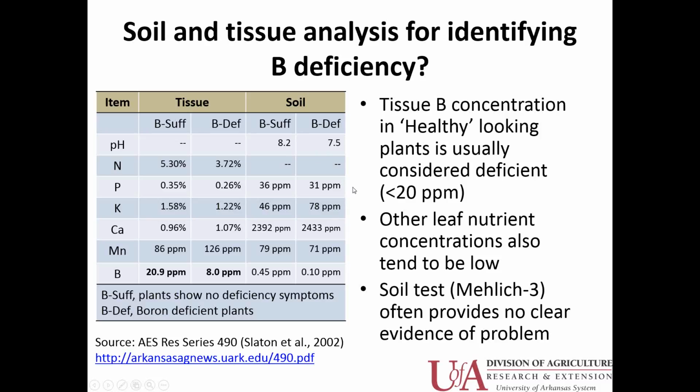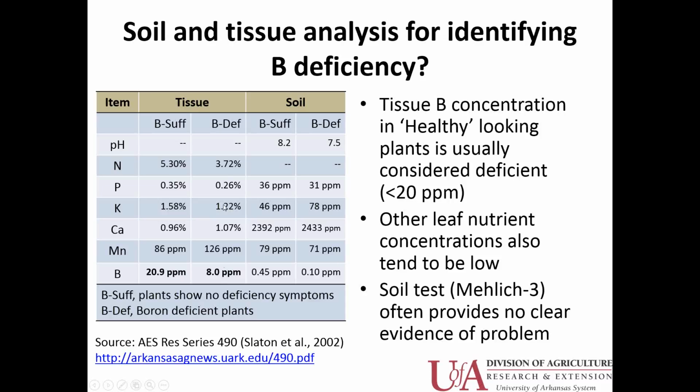So whenever we started seeing these problems in 2001, we did a lot of diagnosis, meaning we did field visits, we took tissue samples, we took soil samples. This is just an example here of beans. We always collected comparative samples. B-SUF stands for plants that looked healthy, boron sufficient, and B-DEF stands for plants that appeared to be boron deficient. And you can see that 20 parts per million is what most textbooks call the sufficiency or critical concentration in soybean. And the plants that looked healthy were right at that level. The plants that were showing boron deficiency were at 8 parts per million.